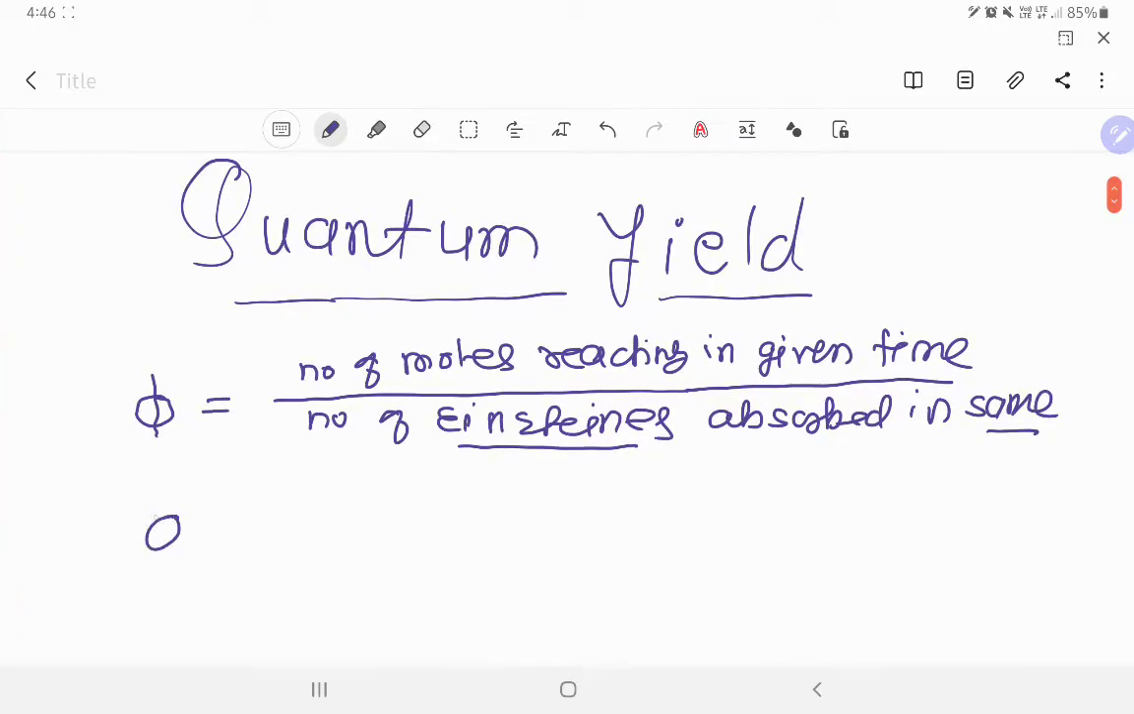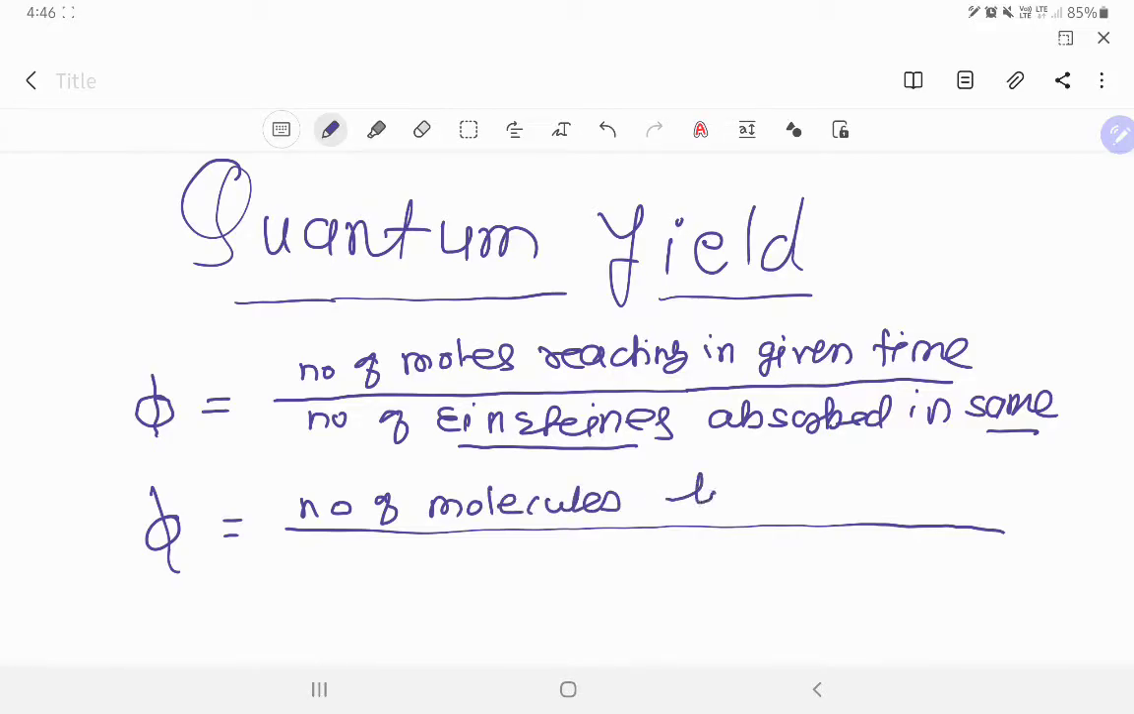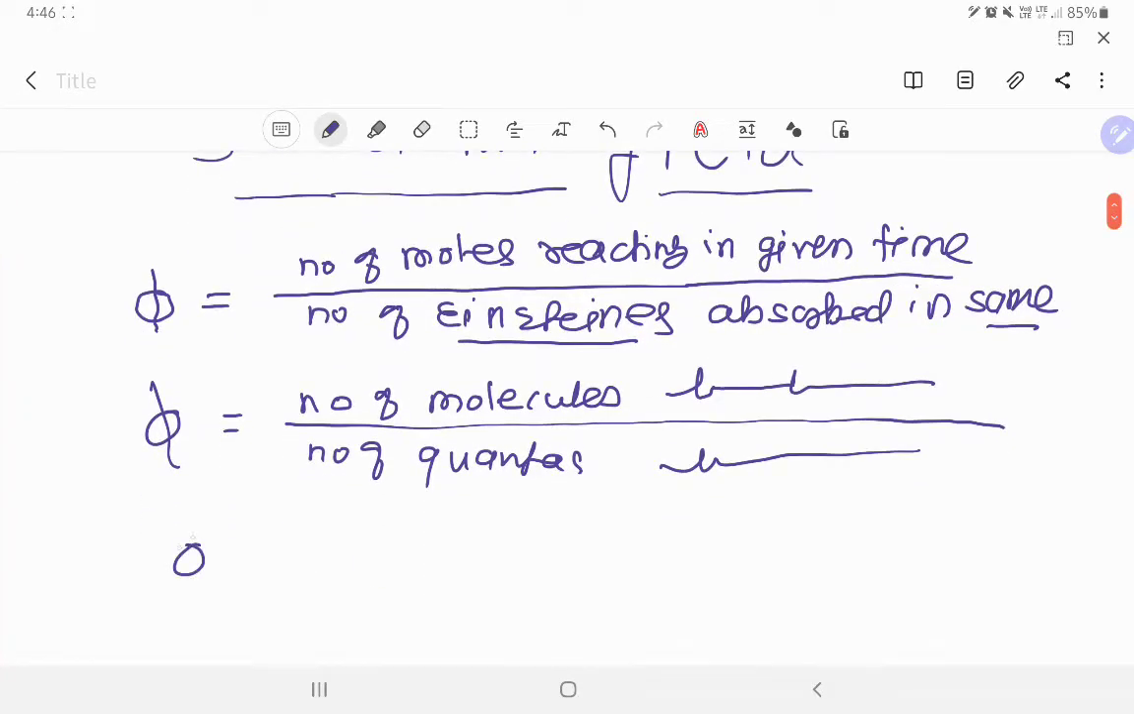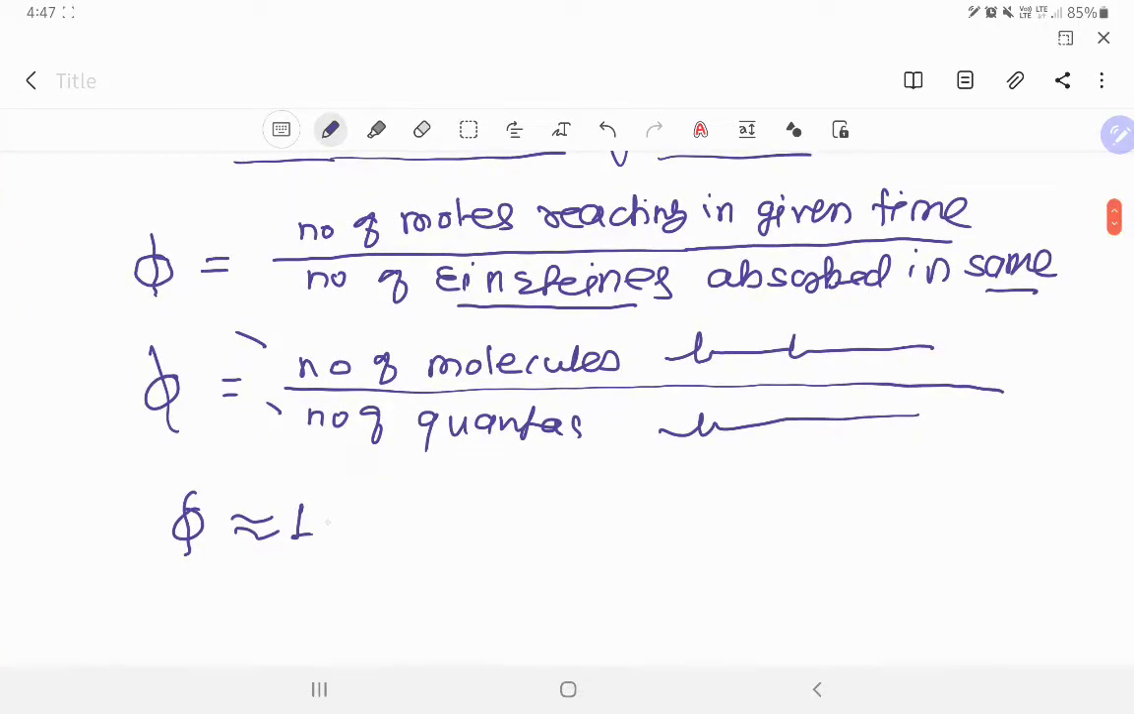Or you can write this quantum yield phi as, instead of moles, the number of molecules reacting in a given time to the number of quanta absorbed in the same time. In actual practice, according to the law of photochemical equivalence, this phi should be 1 or nearly equal to 1, theoretically, because one molecule absorbs one quantum of energy. That's why this ratio should be 1, or nearly equal to 1. But in actual practice, in some cases this is low, very low, or it may be high, very high.